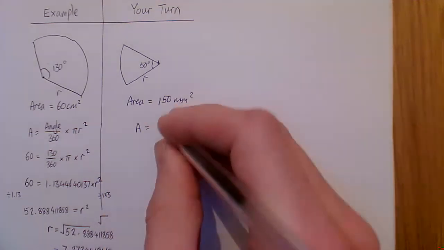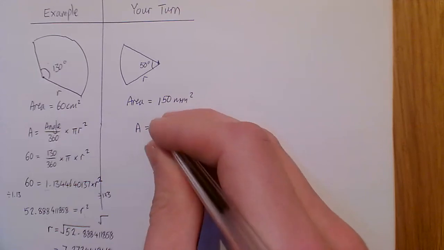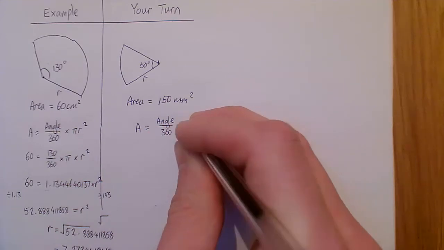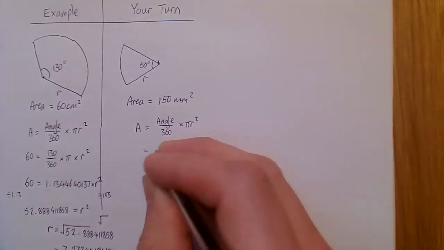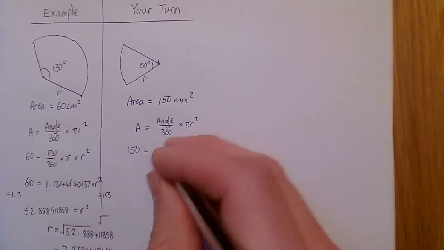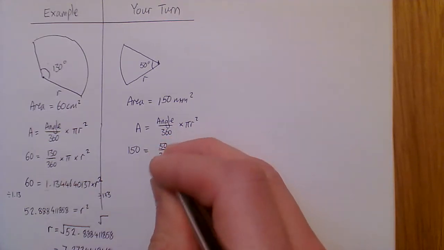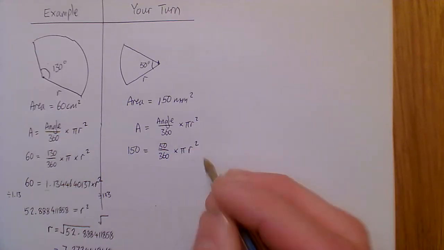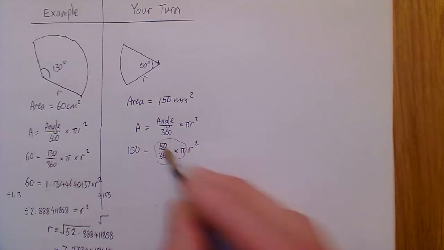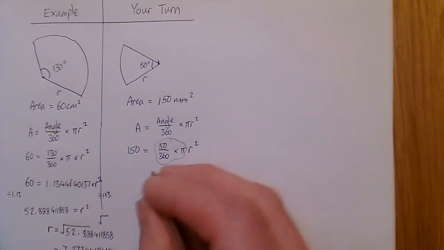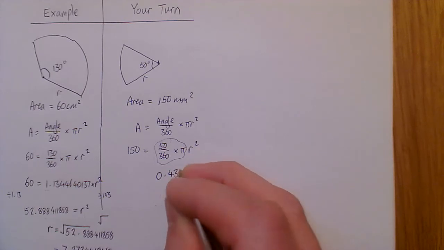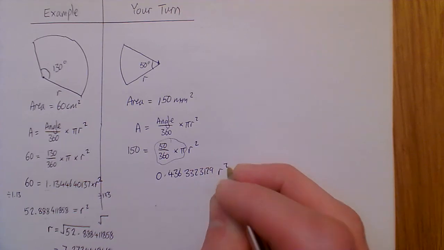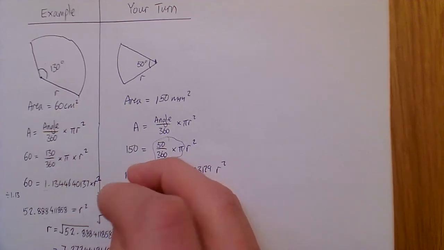So hopefully you paused that. And here is our solution. So formula, area equals angle over 360 times pi r squared. Put in what we know. So 150 goes in for the area, 50 over 360 times pi r squared goes in for our formula on this side. Working out that 50 over 360 times pi bit should have given you 0.43633233129.